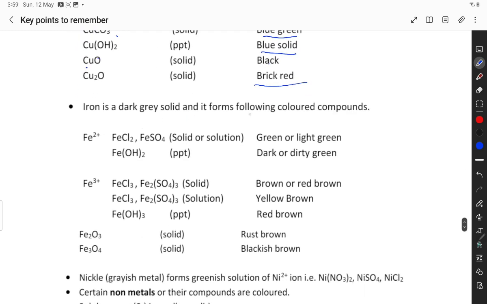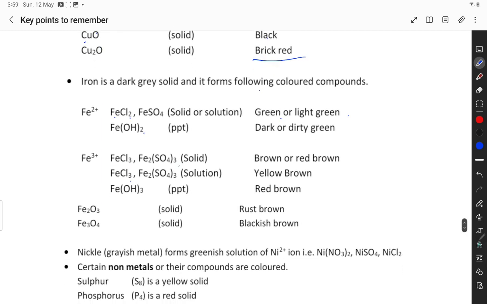Iron is a dark grey solid and it forms the following colored compounds. Iron 2 salts, FeCl2, FeSO4, solid or solution, are green or light green. Iron 2 hydroxide precipitate is a dark or dirty green precipitate. Iron 3 salts are brown or red brown, FeCl3. Iron 3 sulfate is a yellow brown solution. The solid is brown or red brown, but if iron 3 is in aqueous solution, the color is yellow brown. Iron 3 hydroxide precipitate is red brown. Iron 3 oxide is rust brown.